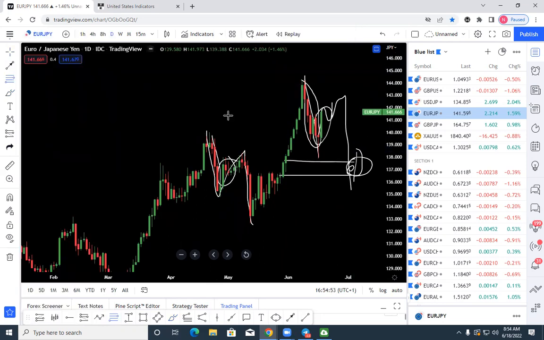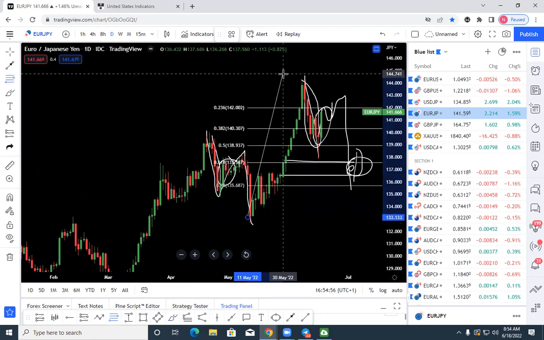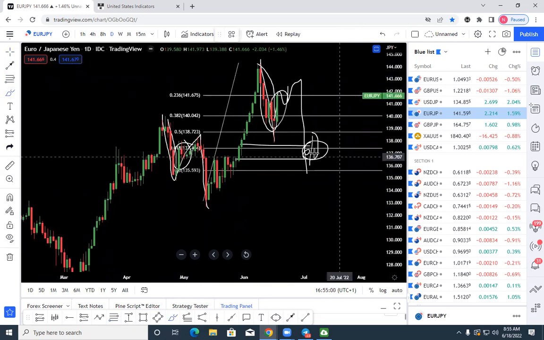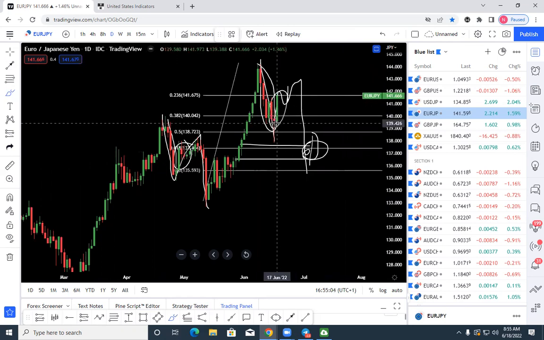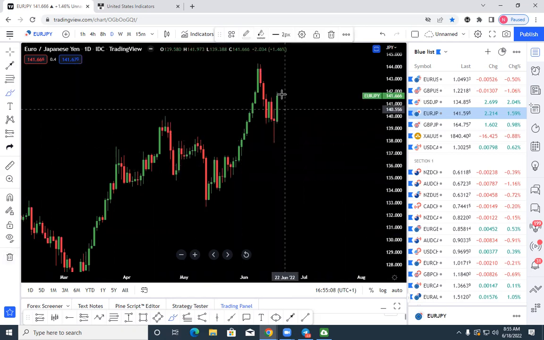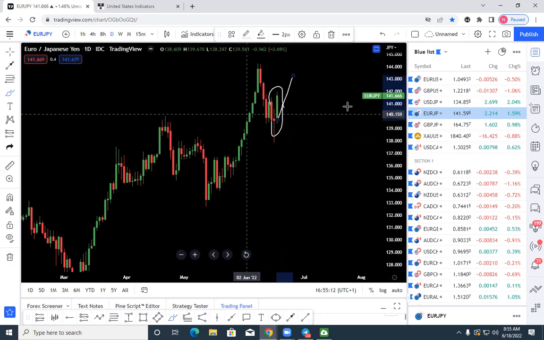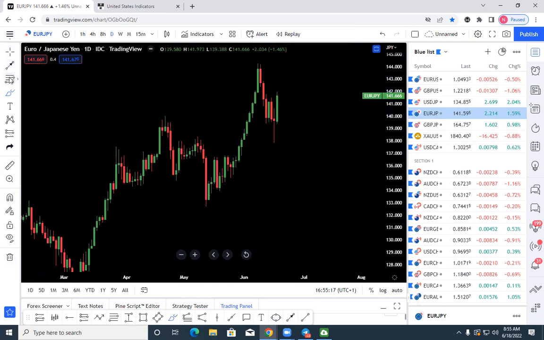Let's test the fib. Take a fib of this leg, guys. Where is 50 to 61.8? Any candlestick pattern anywhere does not matter. Here, this candlestick pattern is an engulfing one, but it does not matter. That's what we are saying. This is a correct candlestick pattern for you to take a buy. But is it a structural area? No. It's not a structural area.